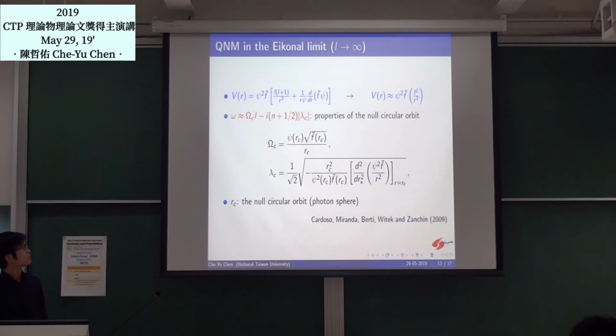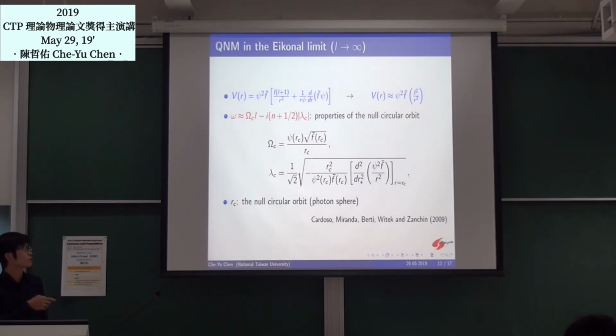Another interesting issue is that if we consider the eikonal limit, in which the multipole number goes to infinity, a very large value, then the potential can be approximated in this way. And the interesting part is that the peak of the potential is very important. The peak of this approximated potential is just the photon sphere of the black hole, the null circular orbit. So it means that the results for the frequency can be solely described by the photon sphere.